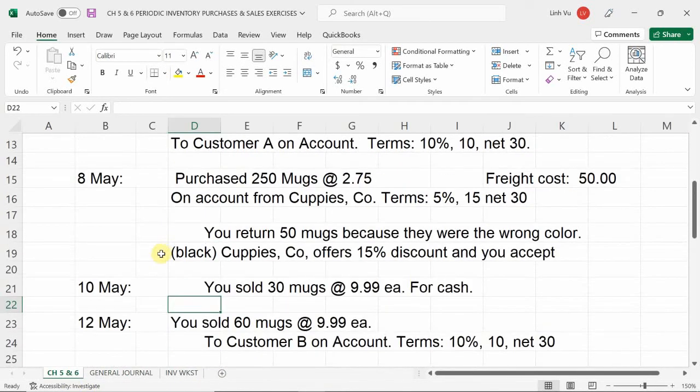So that very same day, you end up returning 50 of those mugs because they were the wrong color. They end up being black coffee mugs. Then Cuppy's Co. said, oh, there's nothing wrong with those cups. You can sell them to your customers. They're in perfectly good condition. So they offer you a 15% discount. And of course, you agreed and accepted it. So you're keeping the black coffee mugs and also taking the 15% discount, because that's their way of reprimanding for their mistake.